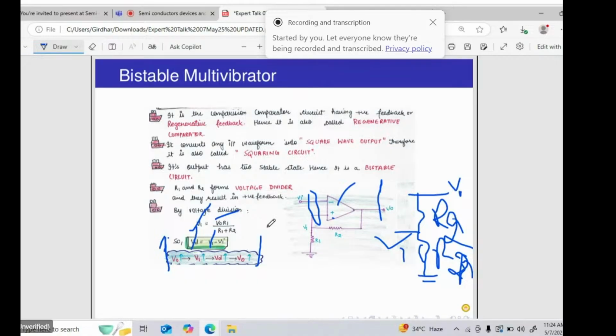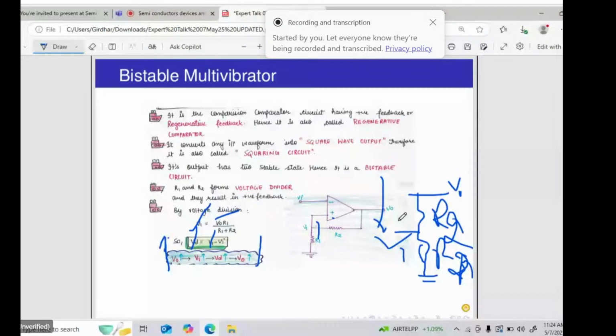On the other hand, when you decrease this V naught, by the same relationship this V1 will decrease. If this V1 is decreasing, the difference between the input signal Vi and V1 also decreases. So ultimately this Vd decreases, meaning the output voltage decreases. How much will it decrease? Till V naught becomes saturated, that is minus V sat. So the output voltage attains only two values, plus V sat and minus V sat.